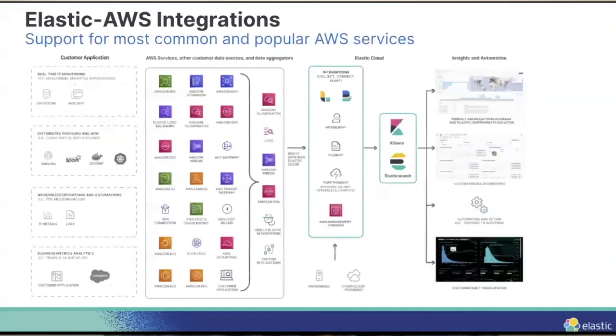In this slide, we are showing the different Elastic and AWS integrations. We support most of the common and popular AWS service integrations. We have 20-plus integrations available currently, and we are working on a couple more. Elastic observability, as you can see in the diagram, allows you unified visibility across your entire AWS platform, enabling better insights into the performance and overall health of your infrastructure, your applications, and your cloud infrastructure.